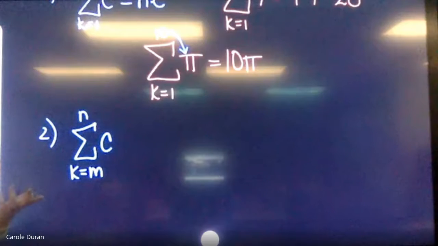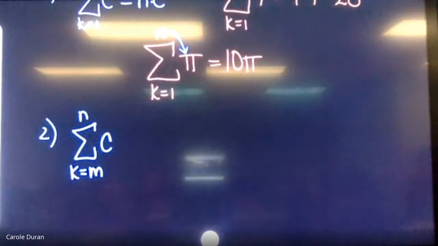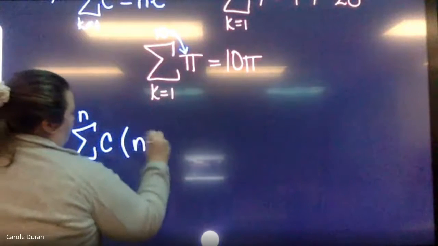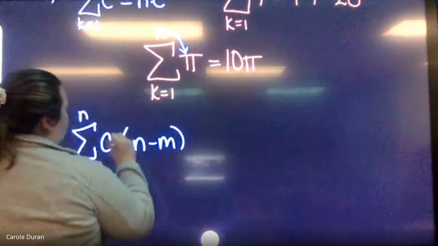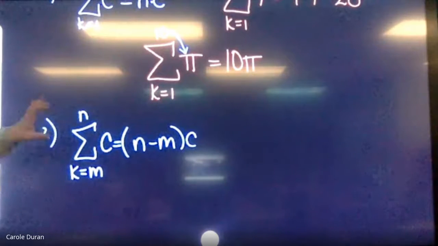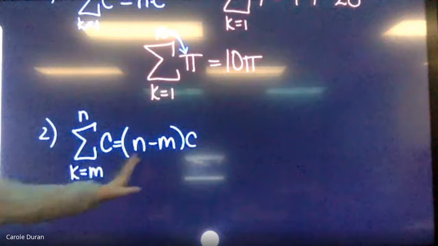It is whatever term I start at, but that's going to change the number of times that I'm adding this constant, correct? You have to subtract m from n, and then multiply your answer by the constant c. So we're finding the difference between the biggest number and the smallest number, and then multiplying that by c.